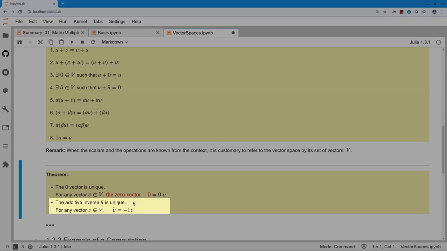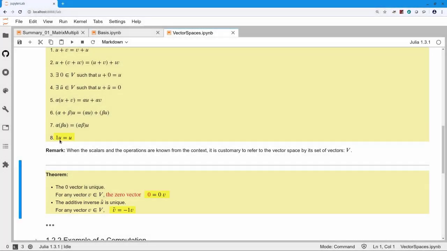And there's also an easy way to get it. For any one vector v, I simply take that vector and multiply it by the scalar minus 1, and the result is this additive inverse. Notice that there are 3 scalars that are important here. Scalar 1: 1 times u is equal to u. Scalar 0: 0 times v is the 0 vector. And the scalar minus 1: minus 1 times v is the additive inverse of v.